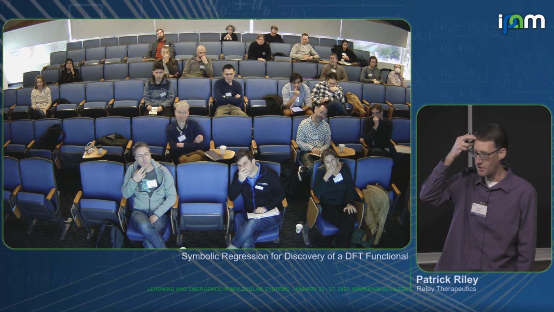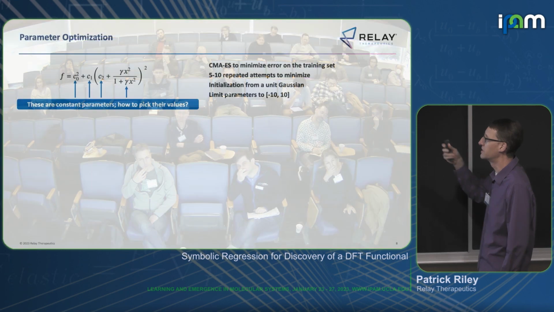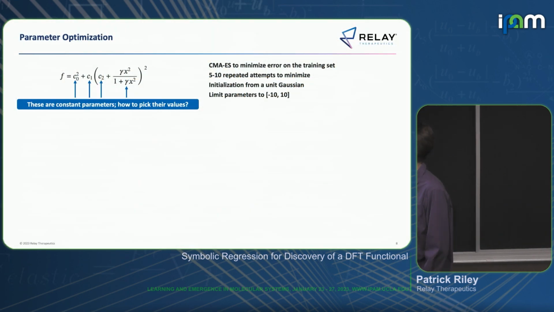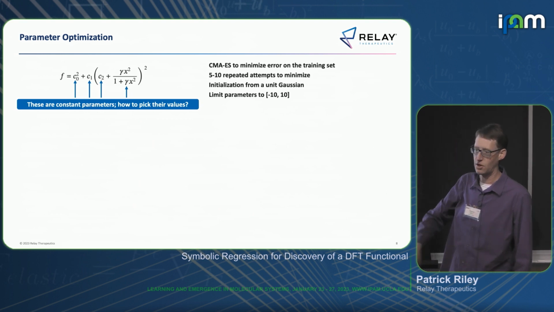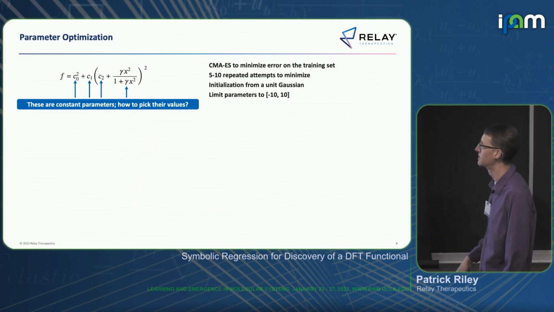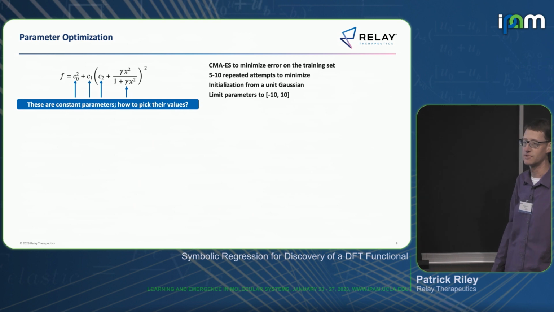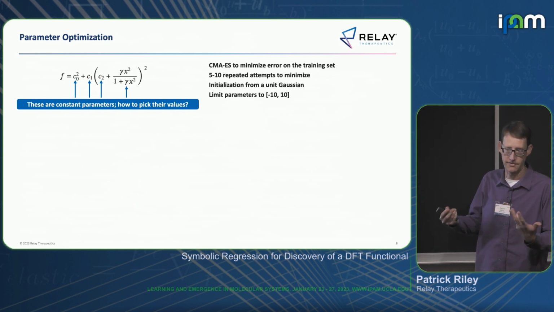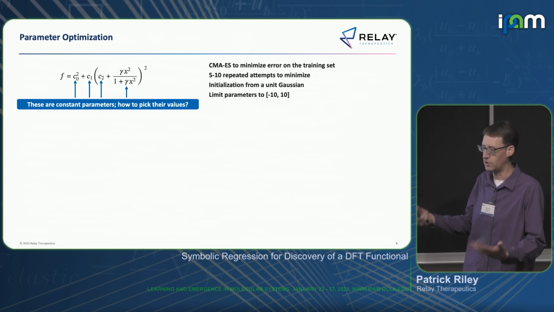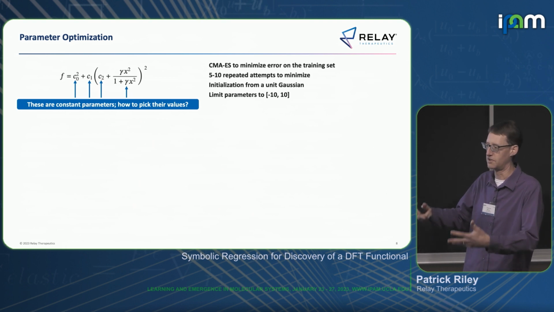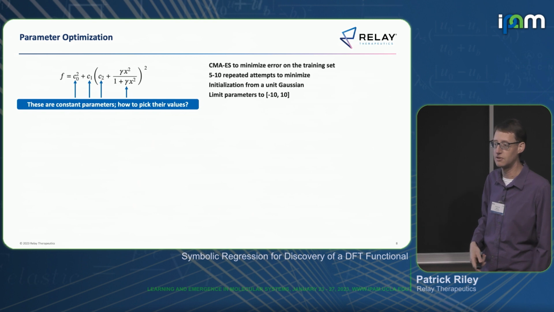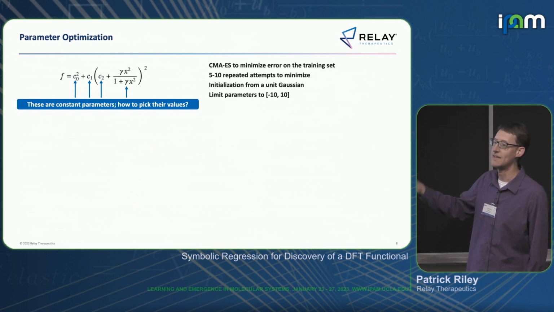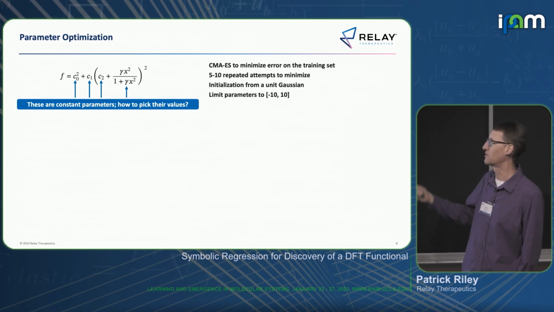Okay, so let's talk about the parameter optimization part. Here is an expression that we came up with at one point. All those C's and the gammas are constants that we're going to use. So where do we get those? At the end of all of this, I'm going to be trying to find a functional which accurately reproduces a bunch of data, where I know what the output of the calculation should be for that functional. So how do I find the best parameters for this particular form?